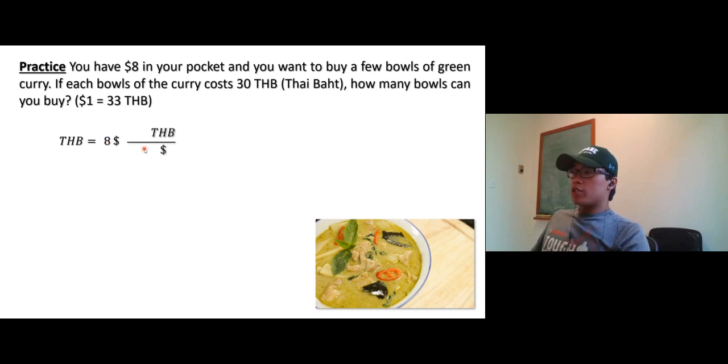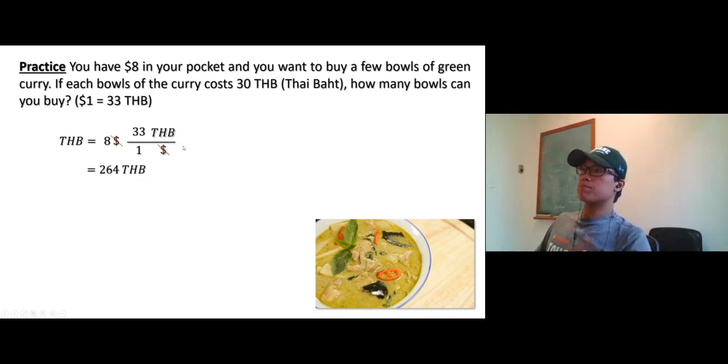That's why we times $8 with 1. So the top value and the bottom value have to be the same number. So we know that $1 is 33 baht. So $1, 33 baht. These are exactly the same value. So the whole thing, this term is 1. $8 times 1 doesn't change the number. Okay. All right. Put the dollar sign at the bottom. Dollar cancels out. You do the math. You'll be left with Thai baht. See that? So 8 times 33. Use the calculator there. You should get 264 Thai baht.